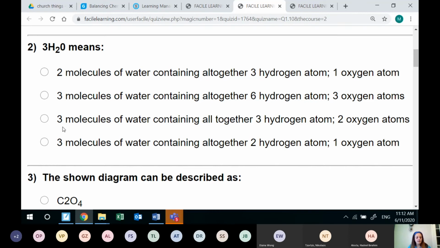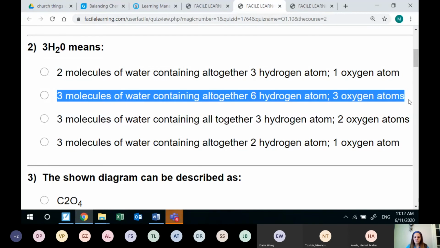Nope. Adil, try again. Yes, Veronica, the second one. Look, 3 water molecules means I have 6 hydrogens because I go 3 times 2, 6. And 3 times 1 is 3 oxygens. Right here. Okay, I'm going to go over this today, and I think after today's class, you'll understand this a lot more, Hadil.